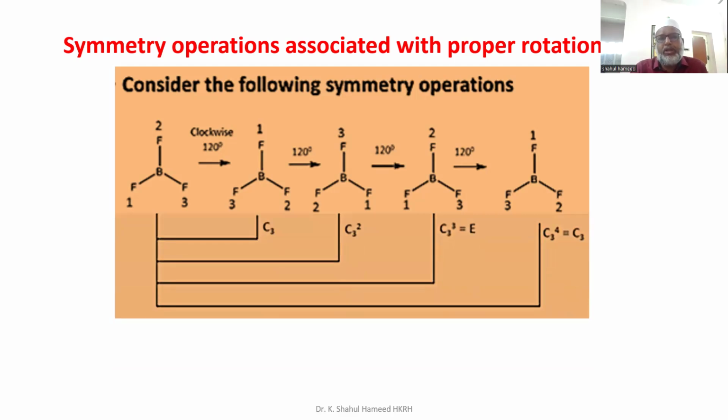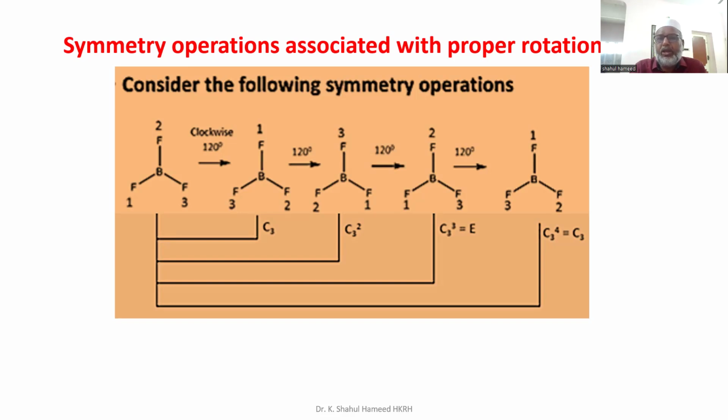On further rotation about 120 degree, the positions of the fluorine atoms are changed. This operation is denoted as C3 power 2. On further rotation about 120 degree, the positions of the fluorine atoms are changed and it is denoted as C3 power 3. During this operation, we get a structure that is identical to the original structure. Therefore, the C3 power 3 is also written as E.